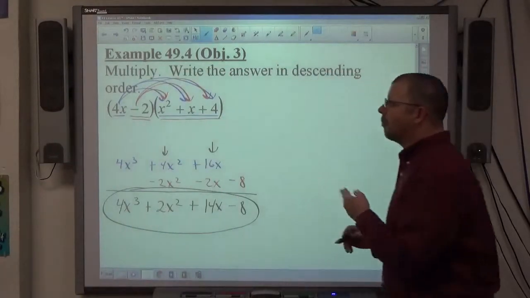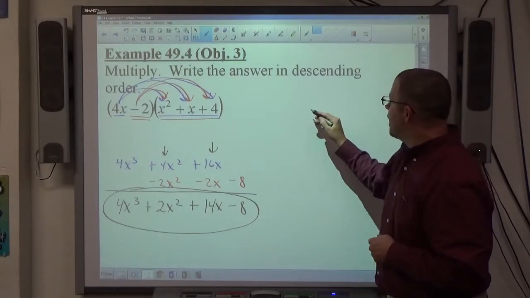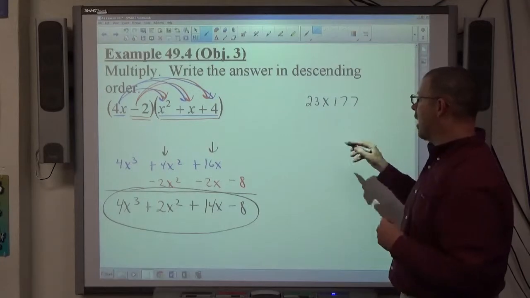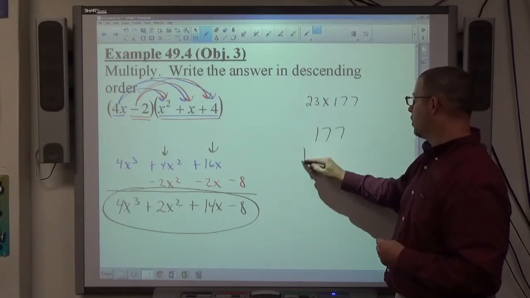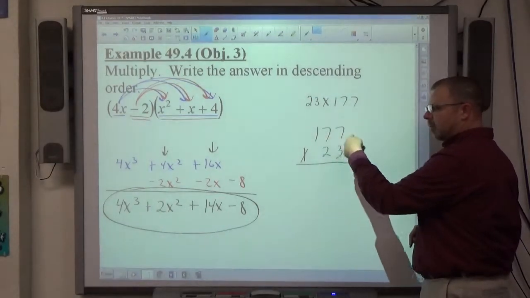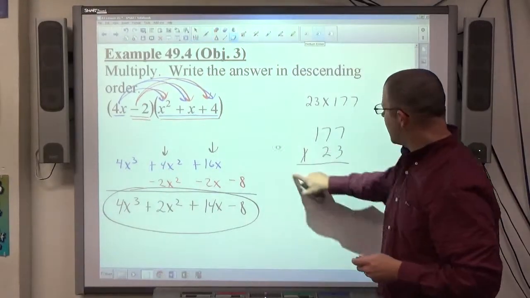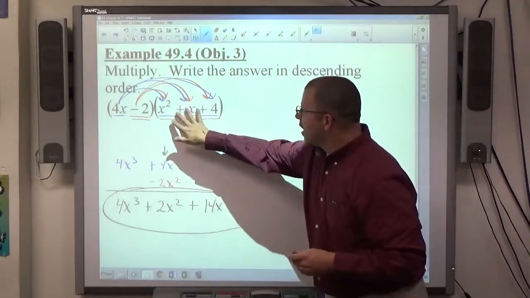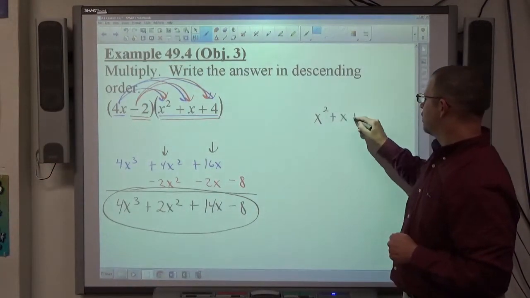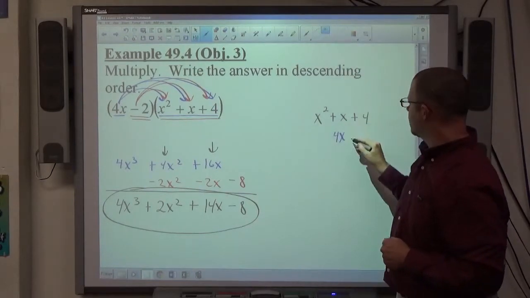If I'm going to do column multiplication, if I take you back to like 5th, 6th grade, if I was supposed to multiply 23 times 177, the way we would write it would be 177 on top times 23. I think most people put the one with more digits on top, the one with fewer digits on the bottom. With that same thing in mind, this has more terms, that has fewer terms, so I'd probably put x squared plus x minus 4 on top, and then I'd put 4x minus 2 on the bottom.